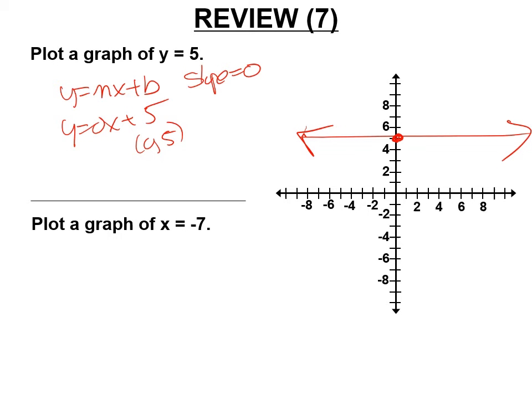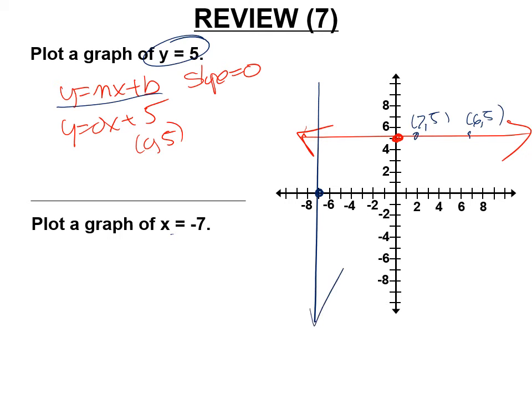Plot a graph of x equals -7. So this is not in y equals mx plus b. In this one, the x coordinate, that's what x is. The y coordinate was always 5, everywhere on the line. This is x coordinate is always -7. What kind of line would have an x coordinate that is -7, right? That is a vertical line.